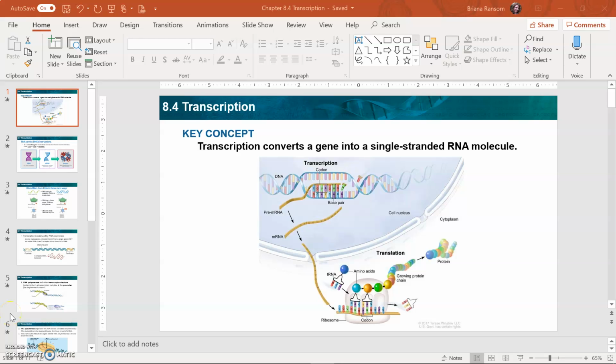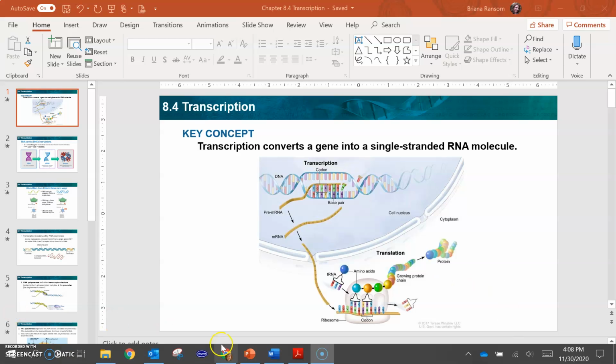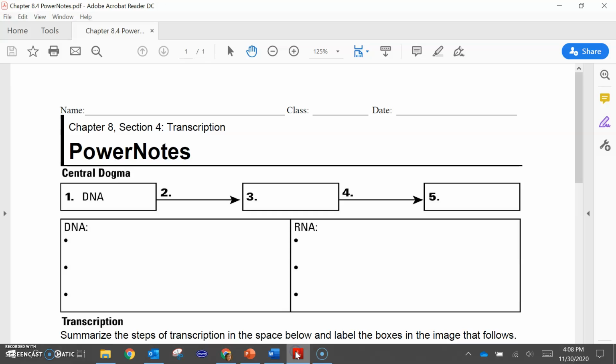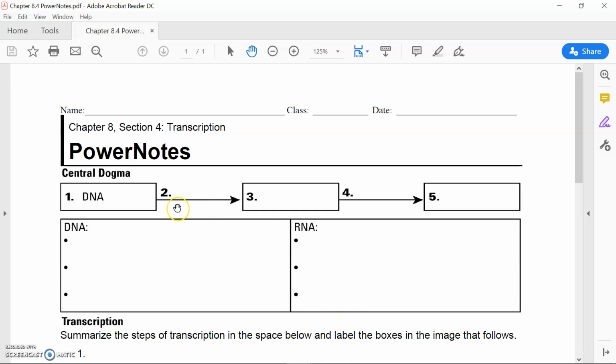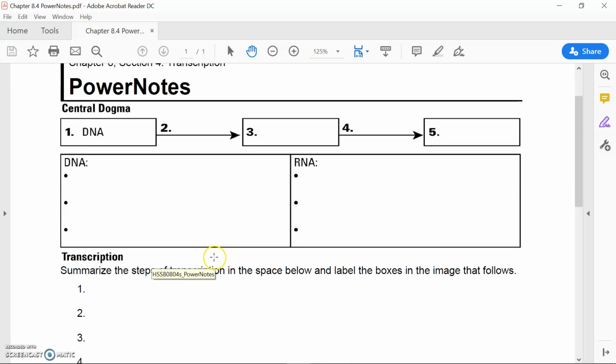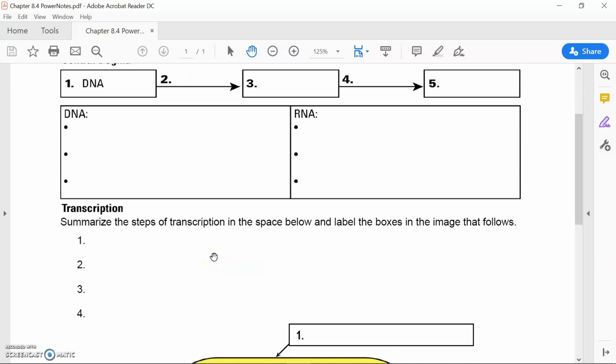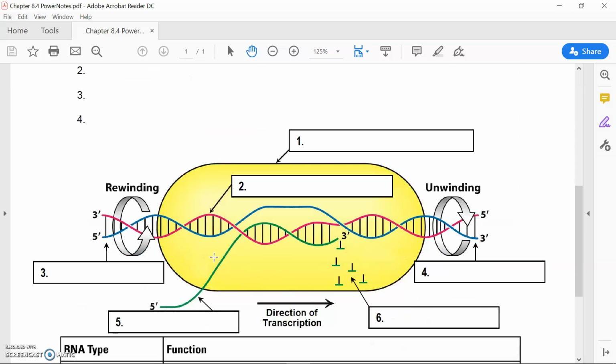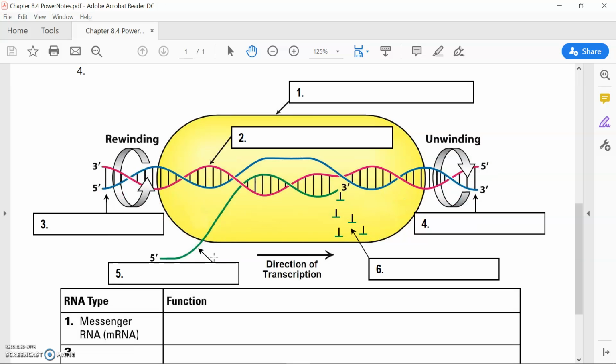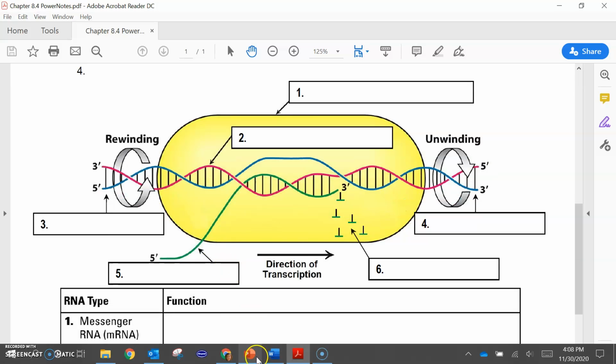Today we're going to be talking about Chapter 8, Section 4, which covers the topic of transcription. Before we get started, make sure you have the corresponding Power Notes sheet. It has the central dogma at the top, and then a place for you to outline differences between DNA and RNA, and then this really handy figure for you to label at the bottom with the different components of transcription.